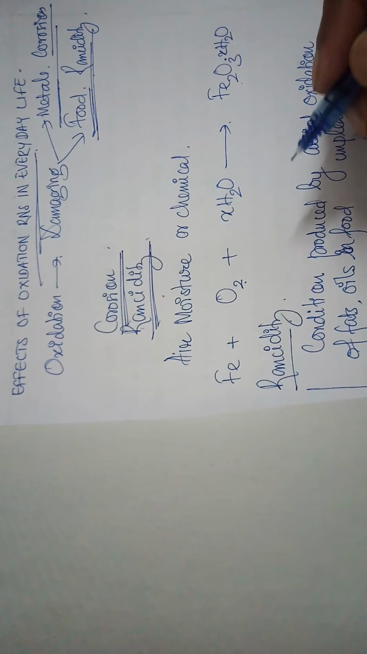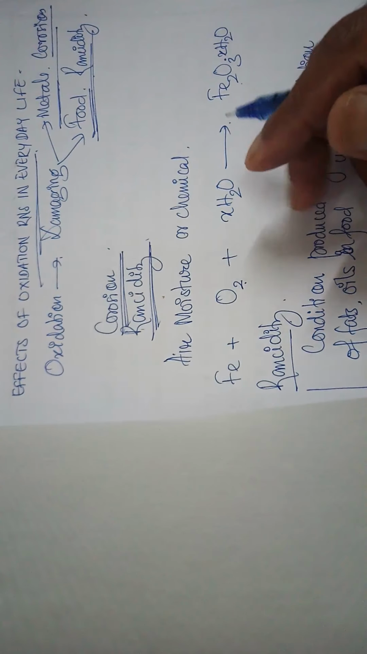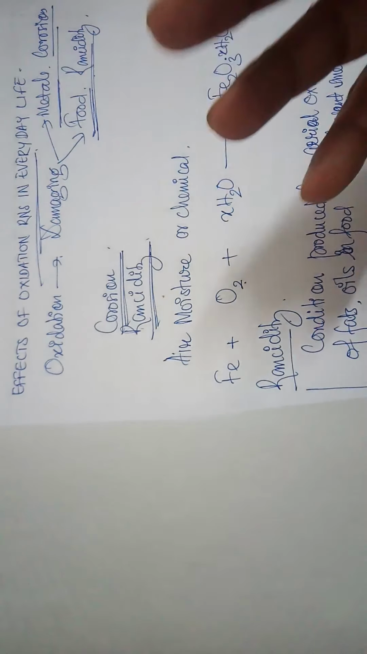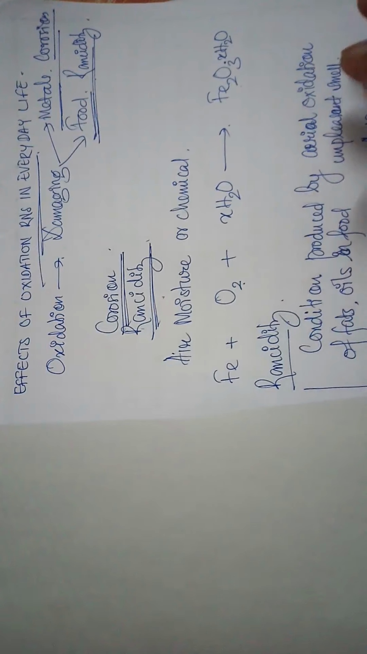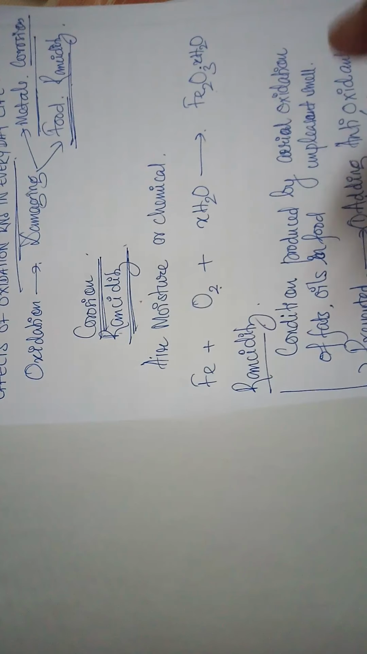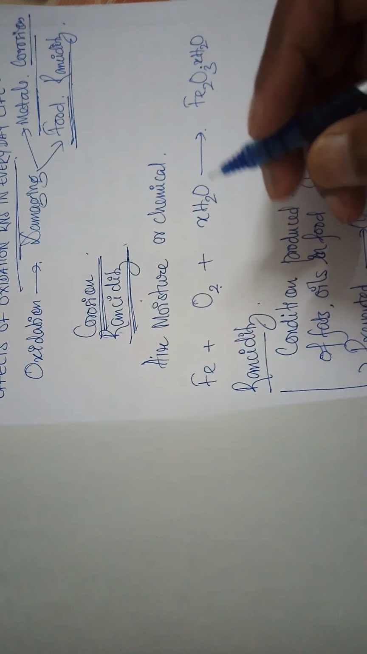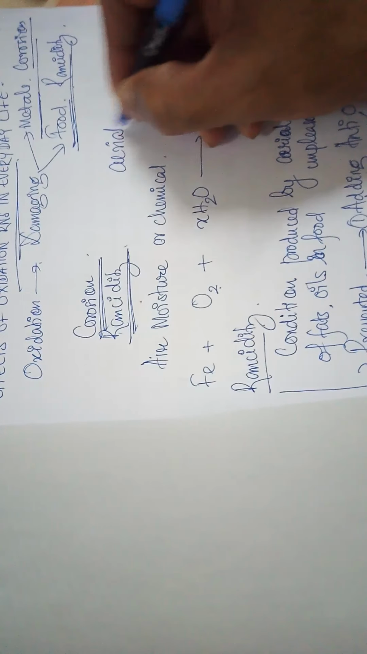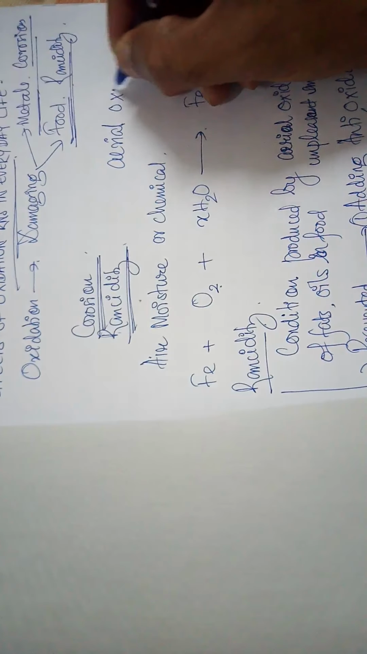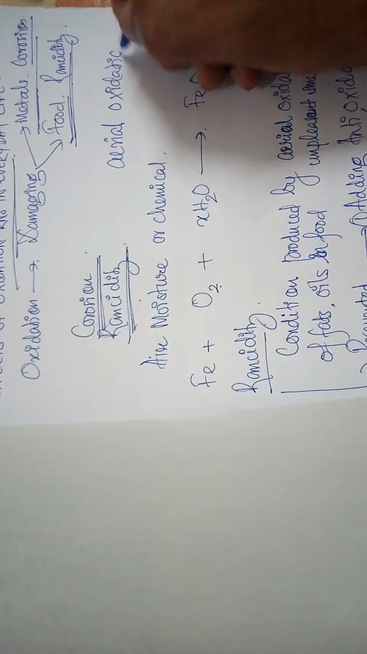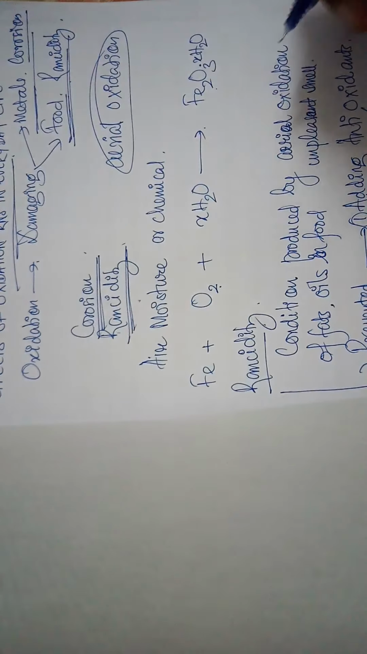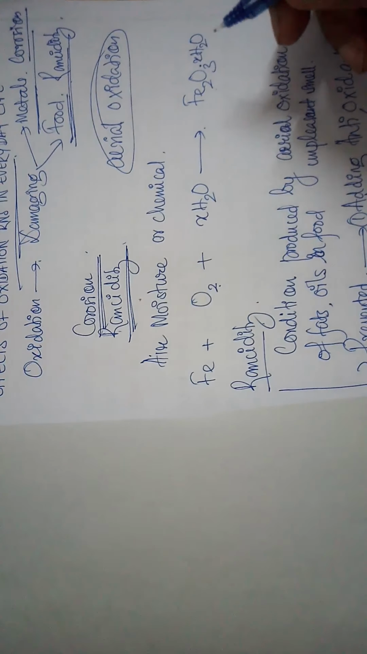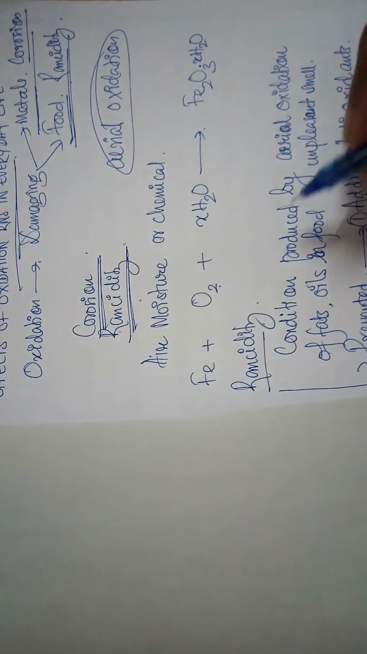Oxidation involved in corrosion of metal as well as rancidity of food is caused naturally by the oxygen present in air. The oxidation caused by the oxygen of air is sometimes also known as aerial oxidation, because the oxidation caused by the oxygen of air is known as aerial oxidation.